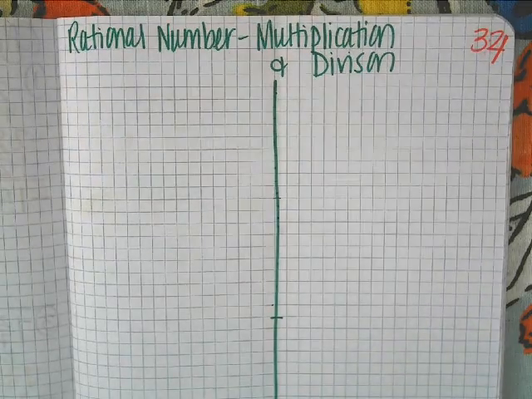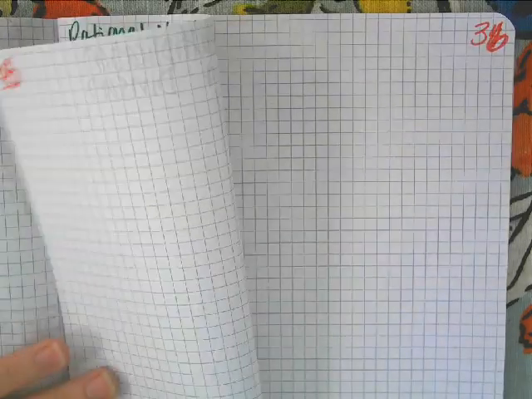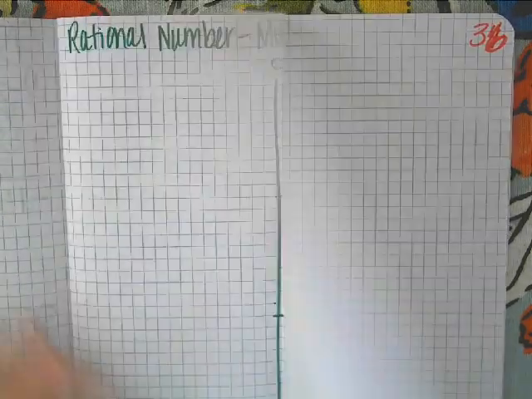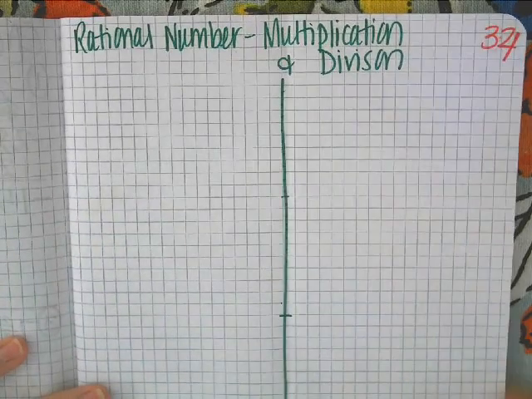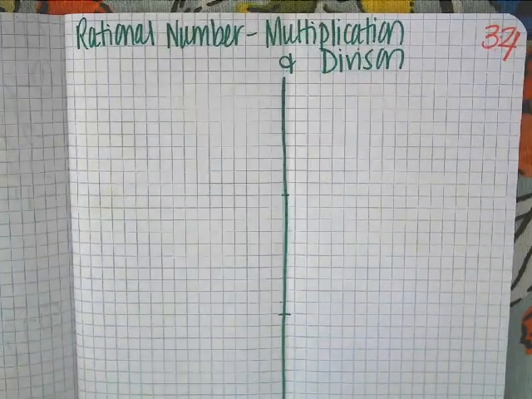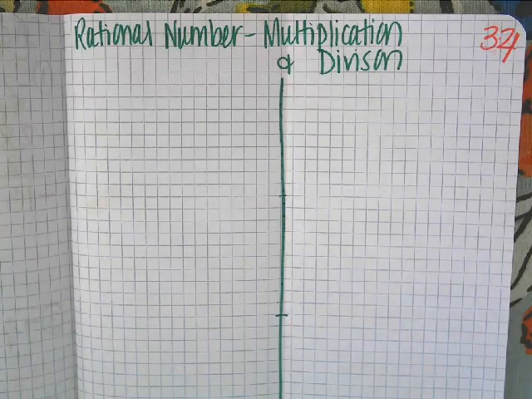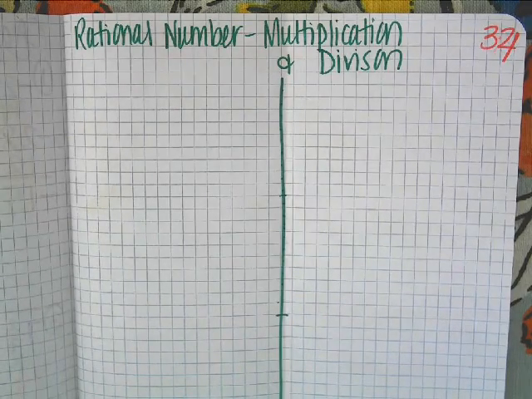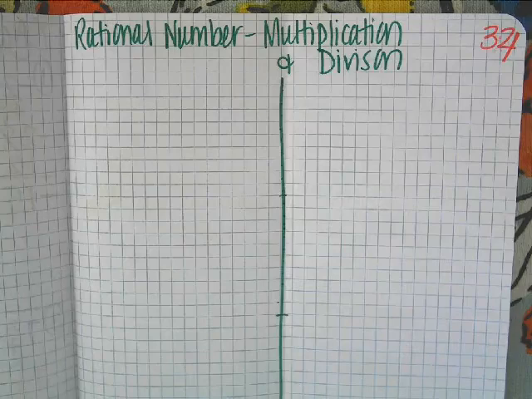If you will, go ahead and fold this paper in half. Figure out where the middle of that page is so that you can draw a line all the way down. Be sure to title the top of your page Rational Number, Multiplication, and Division. Remember, at any point, if you need to, press pause during the video.